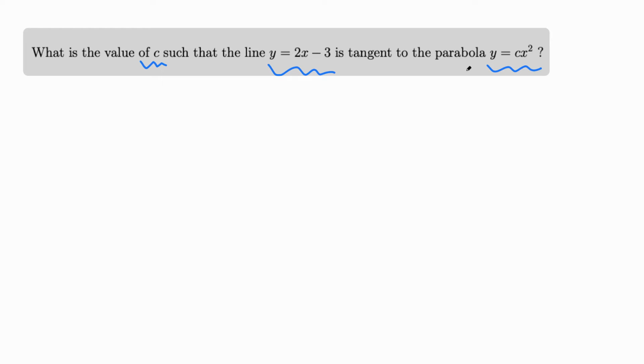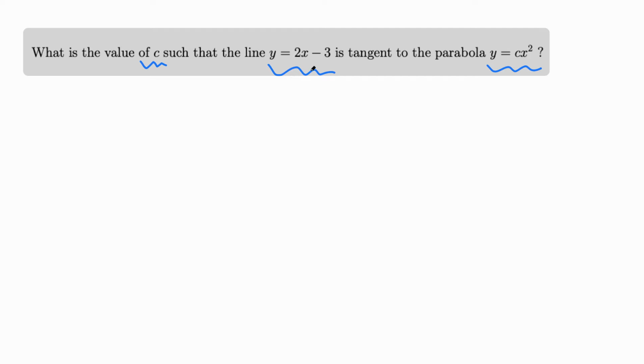Line tangent to the parabola means the slope of this line should match the slope of this curve. The slope should be the same and they should share one point. I mean, the line should touch the parabola at one point. That means the x, y coordinates should be the same.